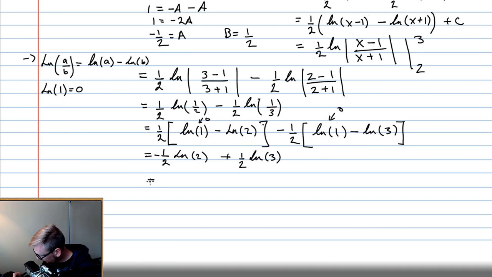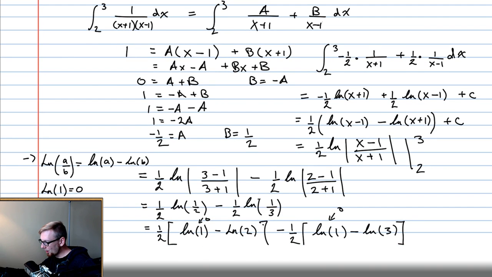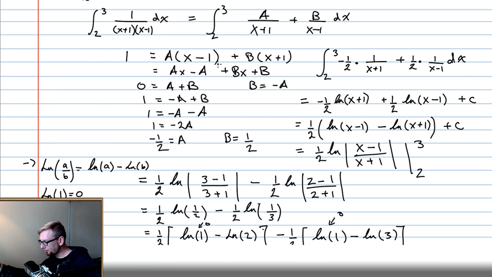Then we'll take out the 1/2 again. 1/2, and we notice that we've got ln of 3 minus ln of 2. So we've got natural log of 3 over 2. This is our answer. It's a little bit lengthy.